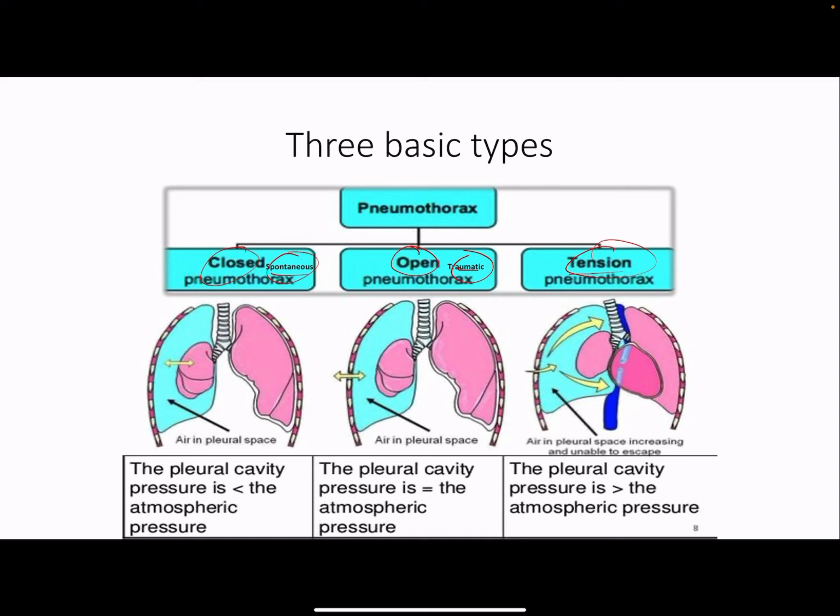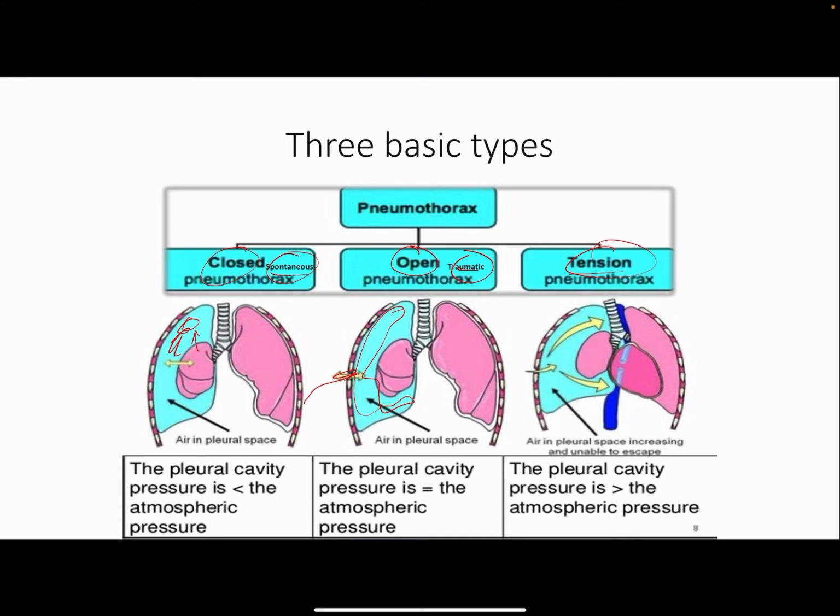So closed is where you haven't been stabbed, you haven't been shot. You kind of have a leak in your lungs, and air is leaked out into the intrapleural space. The traumatic, you got stabbed, too bad. Now there's air in here. And then tension is just where there's a one-way valve.